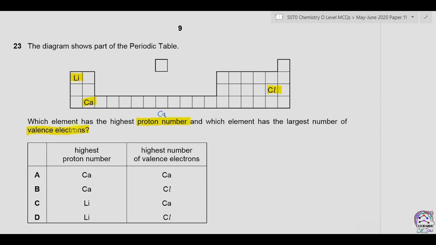Now valence electrons can be found in the periodic table by looking at the group number. The higher the group number, the higher the number of valence electrons. Lithium is in group 1, so it must have 1 valence electron. Calcium is in group 2, so it has 2 valence electrons, while chlorine is in group 7, so it has 7 valence electrons. So the correct option is calcium for atomic number and chlorine for valence shell electrons. So it is B.